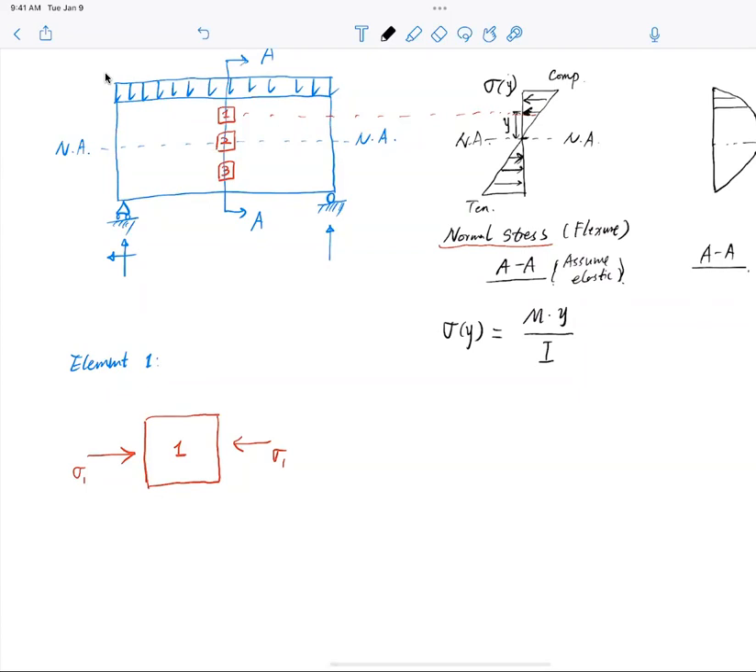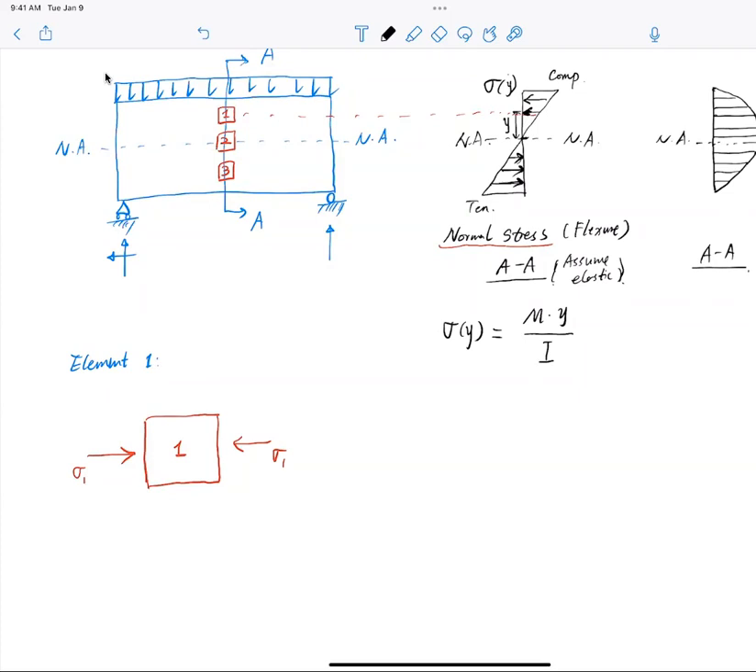Indicating the direction, right? But for shear, for some reason I did not have arrows, and I'll explain why. I only have these lines indicating magnitude, but I don't have arrows indicating the directions. Something to keep in mind. And I know that exactly at the neutral axis location I have the maximum shear stress, and let's call it tau max.